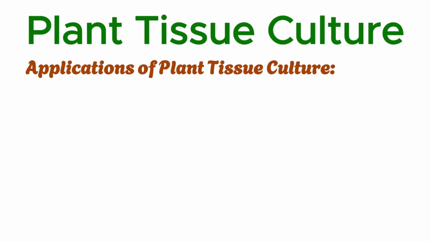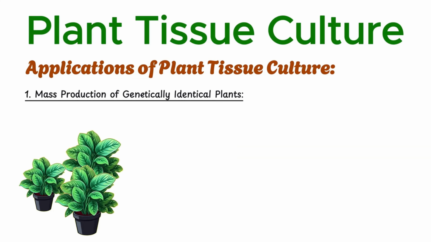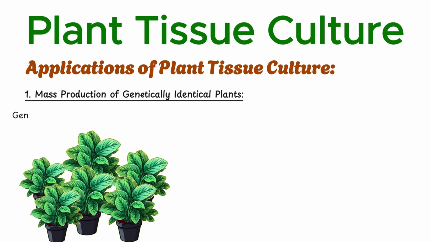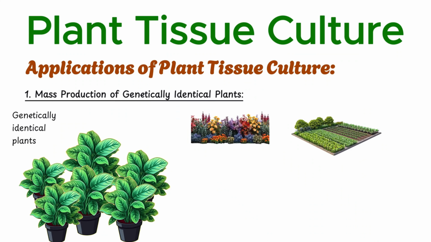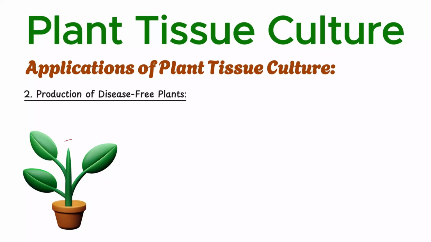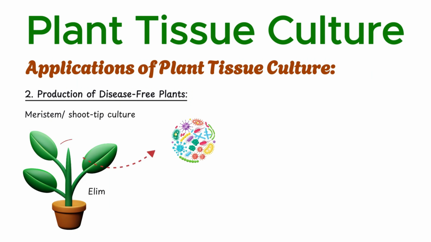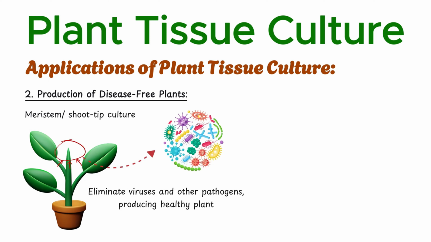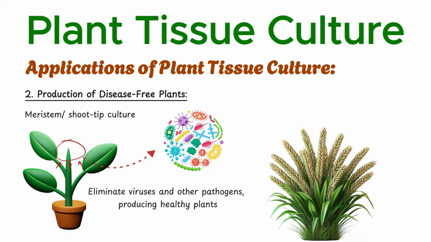of science and agriculture. Tissue culture enables the rapid production of large numbers of genetically identical plants. This technique is extensively applied in horticulture and agriculture for crops like bananas, sugarcane, and orchids, ensuring uniformity and high-quality yields. Using meristem or shoot-tip culture, scientists can eliminate viruses and other pathogens, producing healthy plants. This method is critical for ensuring the cultivation of robust and disease-resistant crops.